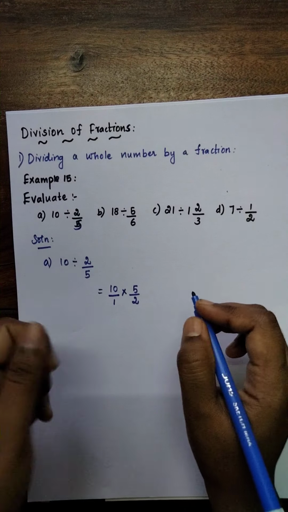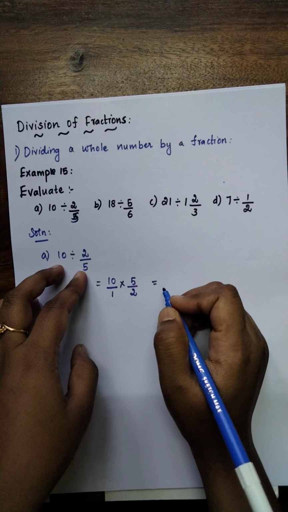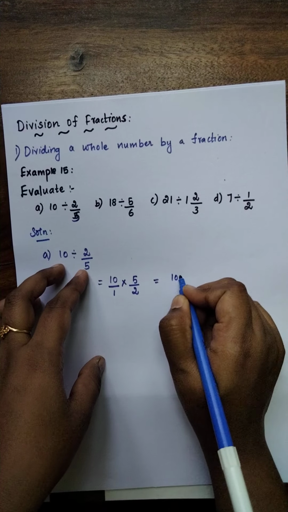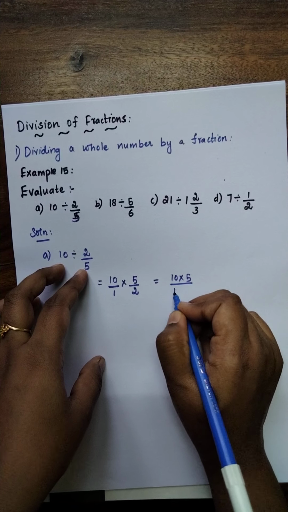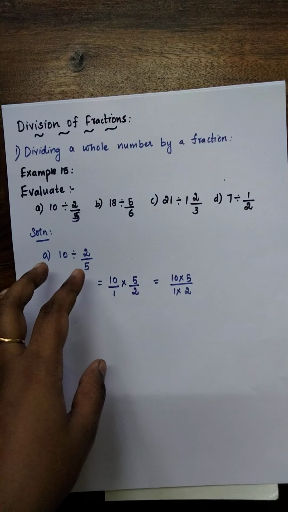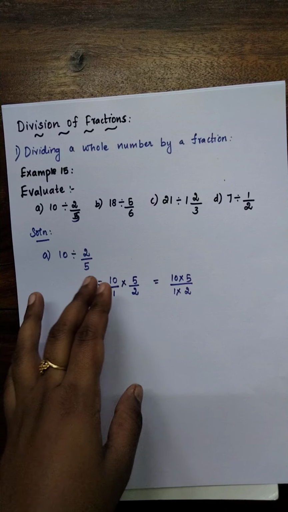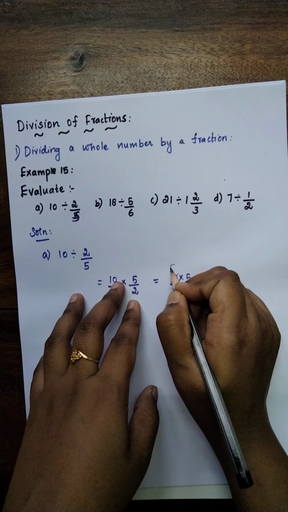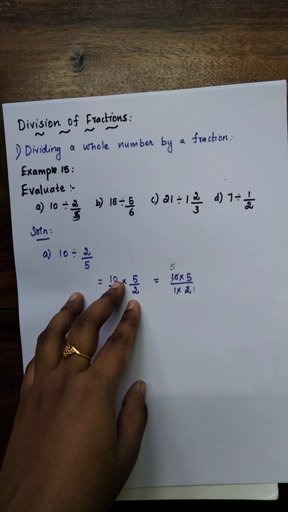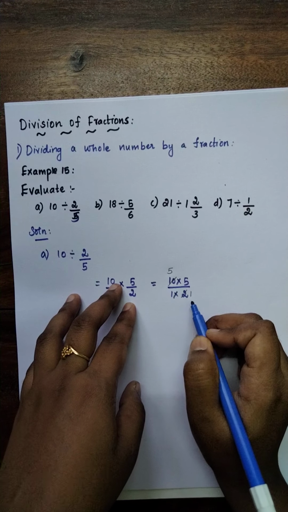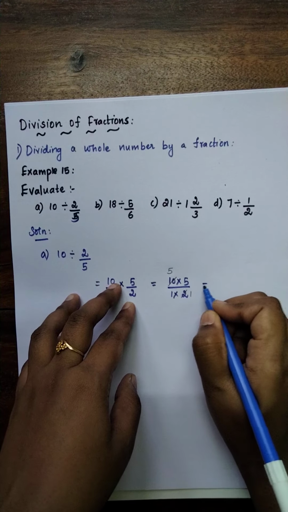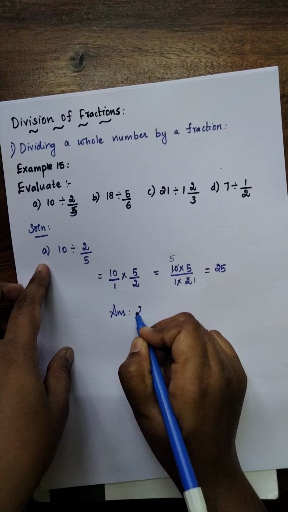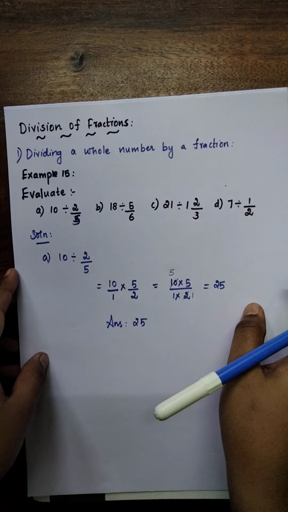You all know how to multiply a fraction by a fraction, right? So 10 into 5, first multiply the numerators, 10 into 5 divided by 1 into 2. If we can cancel any numbers, just cancel each other. We can cancel 2 and 10. 1 2 is 2, 5 2s are 10. Now multiply the remaining numbers, 5 5s are 25. So our answer is 25.